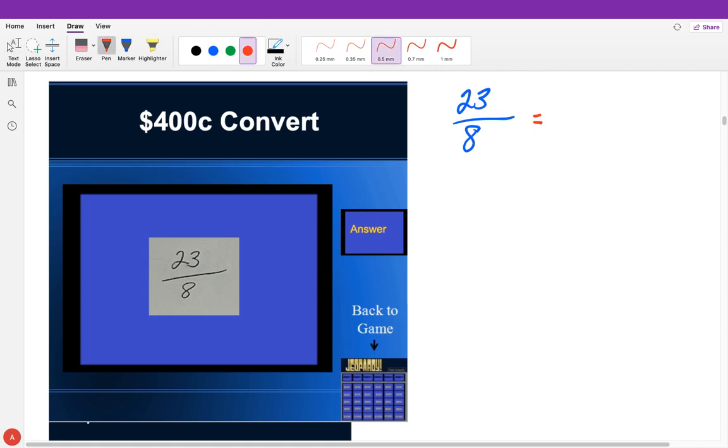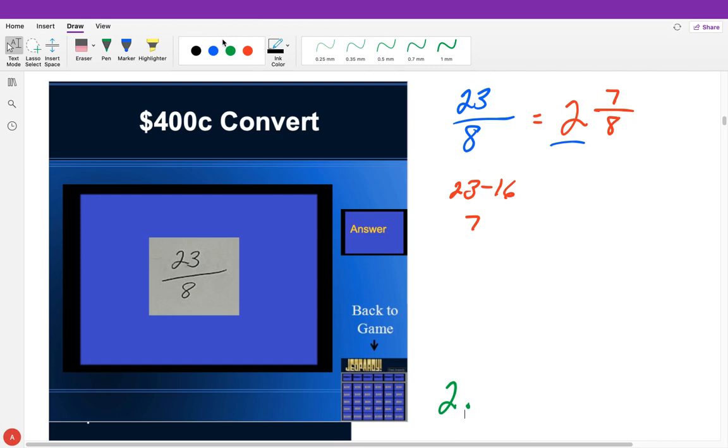And 8 can go into 23 two whole times. And then we would do 8 times 2 is 16. So 23 minus 16 will give me 7. So it can be rewritten as 2 and 7/8. So right away, since I see it's 2 and 7/8, I know that my final answer is going to be 2 point something.